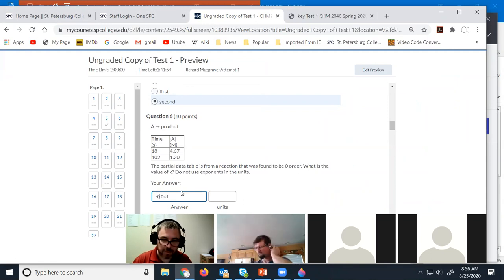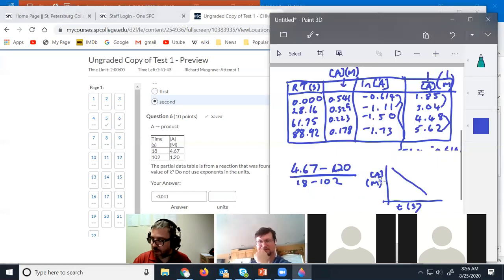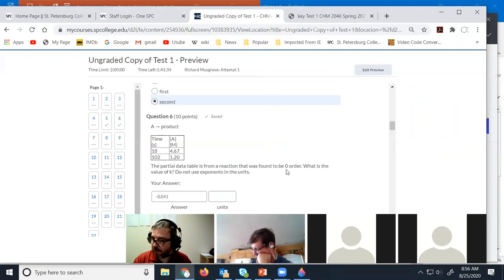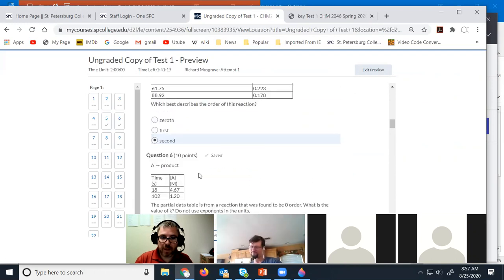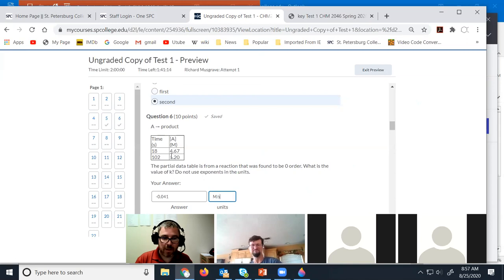I'll put a 0 here. You don't have to put the 0 in front, but it'd be negative 0.041. The units on this, because it's zero order, are going to be molar per second. The reason I know that is because it's A versus time, so it's molar per second. And we're told in the problem that it's zero order, so that's how I know. So M over S would go right down here as the unit. There's partial credit given for the unit as well, so make sure you get that right. Does anybody have any questions about finding the value of k given this partial data table?